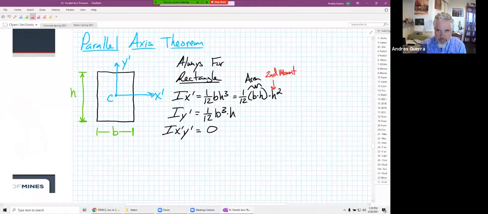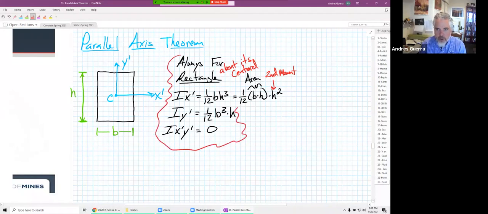I guess I need to add something here about the centroid, about its centroid. We will find these will always hold here. So 1/12 bh cubed, 1/12 b cubed h.